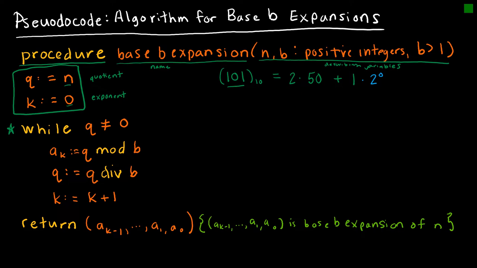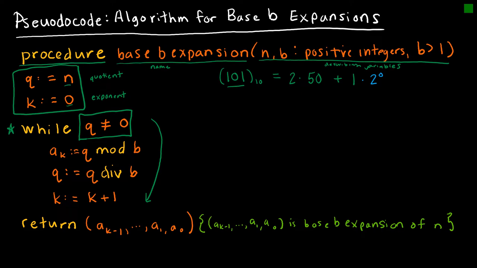So now let's take a look at the while. This is a loop, and basically what it's saying is it's going to continue through this loop over and over until q does equal 0. So it's saying while q does not equal 0, continue through this loop. So obviously once q is 0, or the quotient is 0, then you're done.